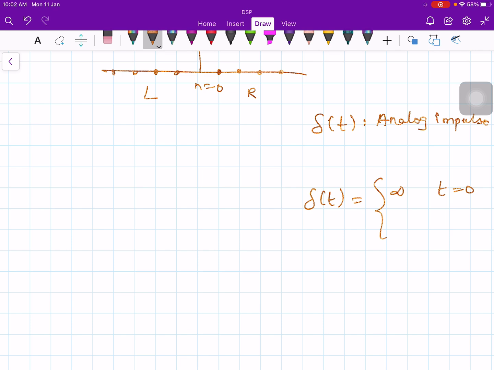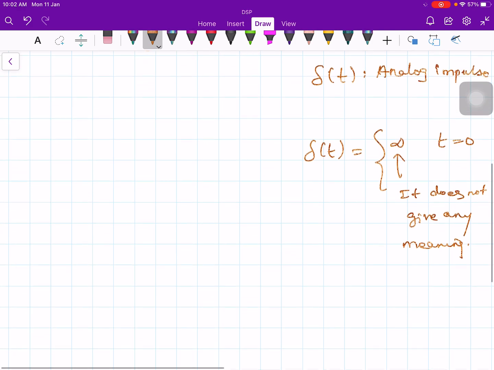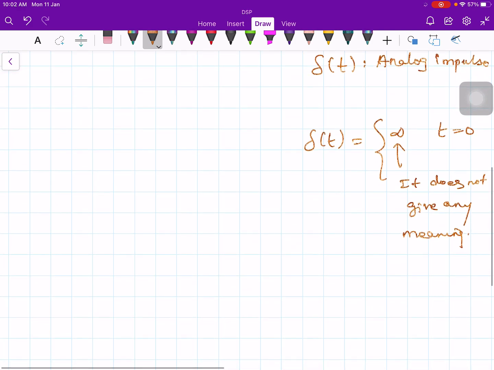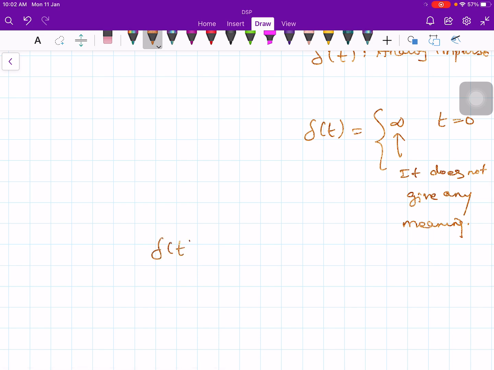Now if I just write infinitely large, it doesn't mean anything, it does not give any meaning. So it is useless to define it in this way, and the function will be useless for us. So del of t is defined as follows: you integrate from 0 minus up to some t, or 0 plus, and this should be equal to 1. What does it mean? This gives the area. The area under the curve is 1.